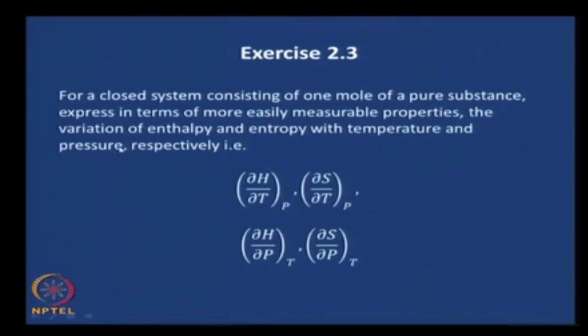The problem is as follows: for a closed system consisting of 1 mole of the pure substance, which makes things easier, express in terms of more easily measurable properties the variation of enthalpy and entropy with temperature and pressure respectively. What I mean is ∂Ht/∂T, enthalpy with temperature at constant pressure, ∂St/∂T at constant pressure, variation of enthalpy with pressure at constant temperature, and the variation of entropy with pressure at constant temperature. Please go ahead and do this. We will start with the hints in the next class.